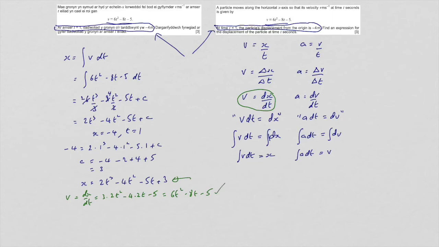The second check is a bit boring in this case, but we could put our t equals 1 from the original question and see if that gives us the minus 4 that it should. So that would be 2 times 1 cubed, take away 4 times 1 squared, take away 5 times 1 plus 3, which gives us 2 take away 4 take away 5 plus 3, which is indeed minus 4. So it's passed that test.